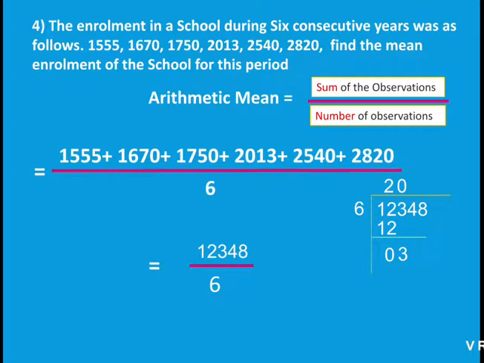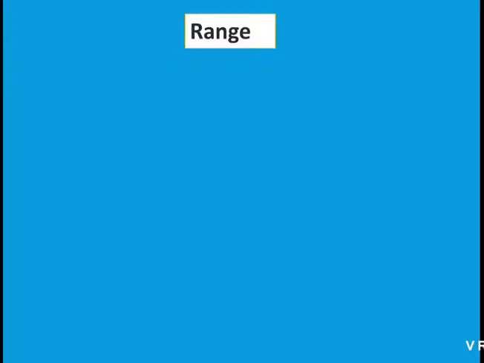Then write the next number. After writing 0, you write the next number 4, 34. In 34, how many 6? 5. 5 times 6 is 30. 34 minus 30, answer is 4. In 4, no 6. Next number 8. In 48, how many 6? Yes, 8. 8 times 6 is 48. 48 minus 48, 0. So the answer is 2058. So mean enrollment equal to 2058. That's about arithmetic mean or average.